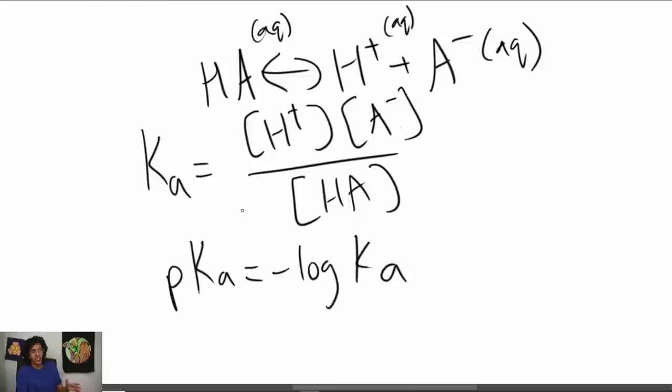This Ka is called the acid dissociation constant. It's how much of the acid actually ends up dissociating. The more it is, the more acid dissociates. The less it is, the less the acid dissociates.